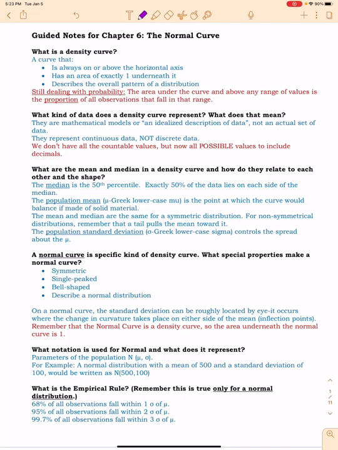Hello, AP Statistics. We have arrived at Unit 6, and yes, it is also Chapter 6, so that's why I've named the notes this way. So we are looking at Unit 6. We are in the middle of our information, so we are almost done.